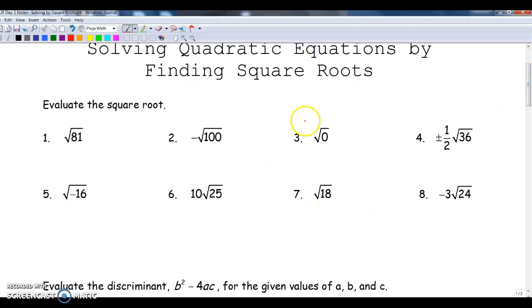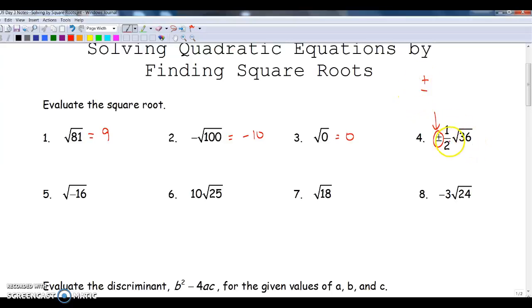This is all old stuff that we've already been doing. We've been doing a lot with square roots. Obviously, square root of 81 is 9. Square root of 100, you got 10, and then you got the negative out in front. Square root of 0 is 0. This is something that we haven't seen before. This is a plus or minus, which means there will be two answers, one that's positive and one that's negative.